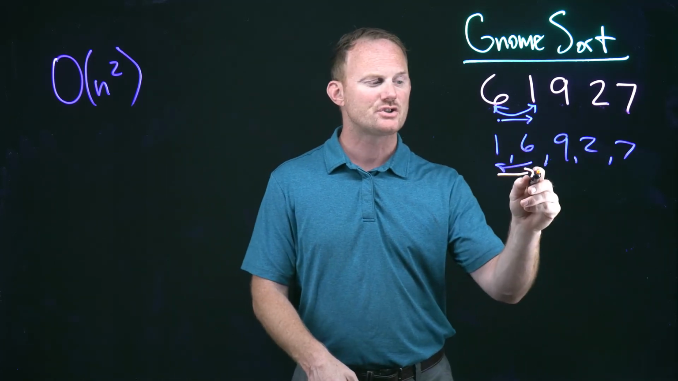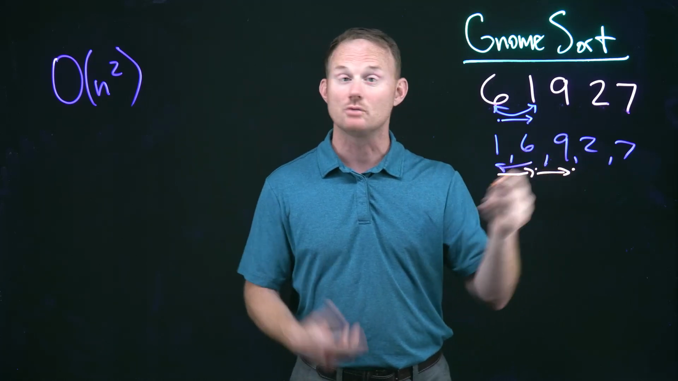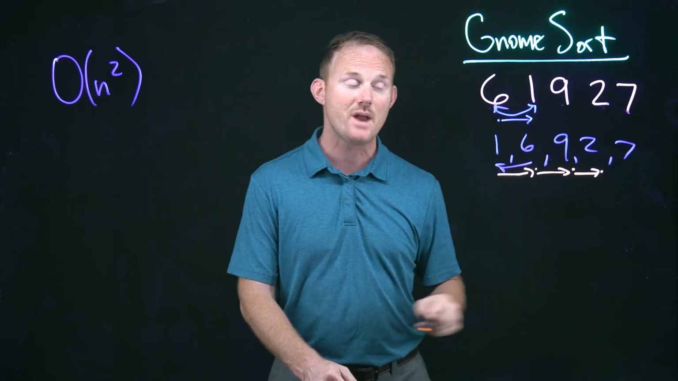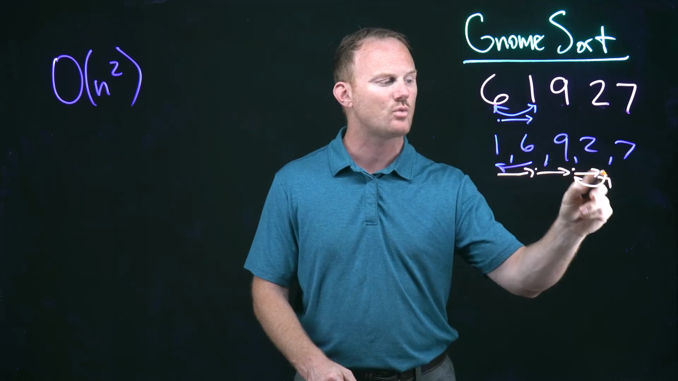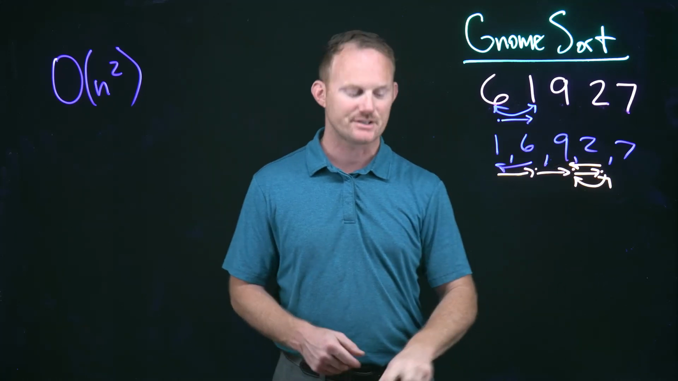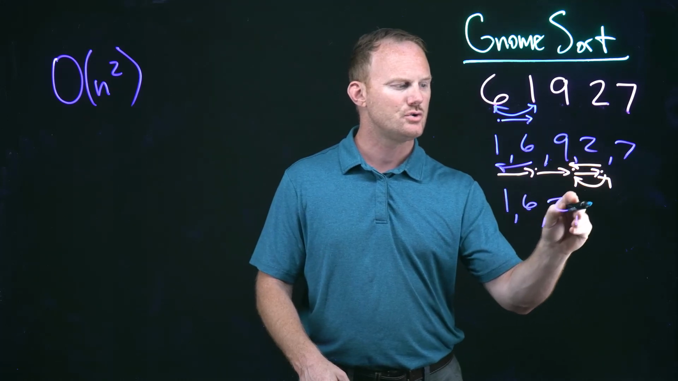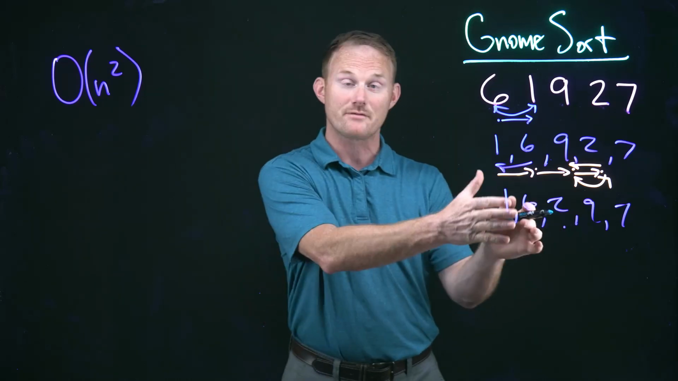Nothing to do, so he moves forward again. He's now here. He compares these two. Nothing to do, so he moves forward again. He's underneath the 2 now. 2 and 9 are in the wrong place. That means they have to be swapped, and it means he has to go backwards. So we end up with 1, 6, 2, 9, and 7, and he's in front of the 2.